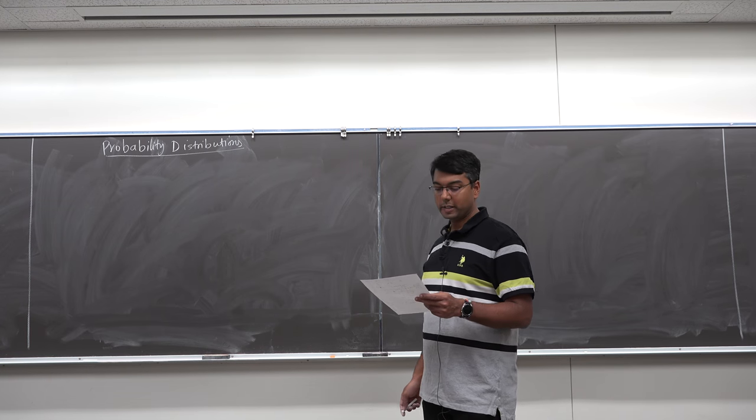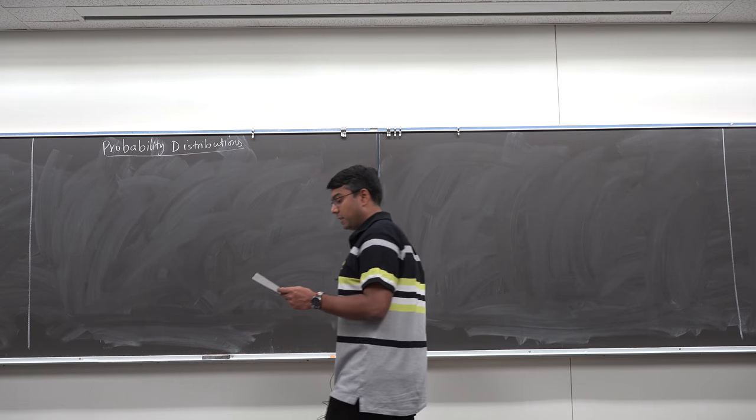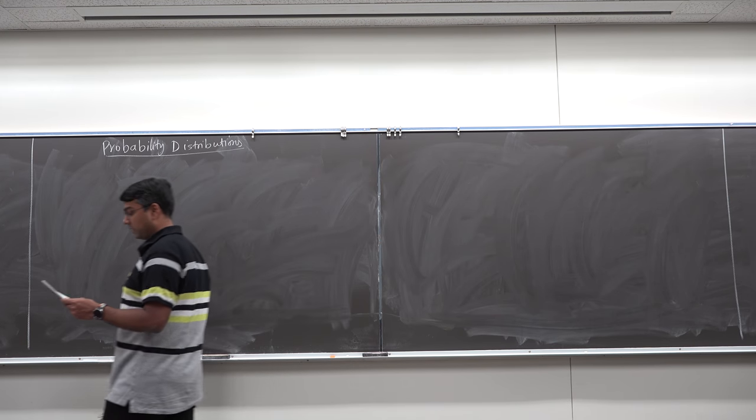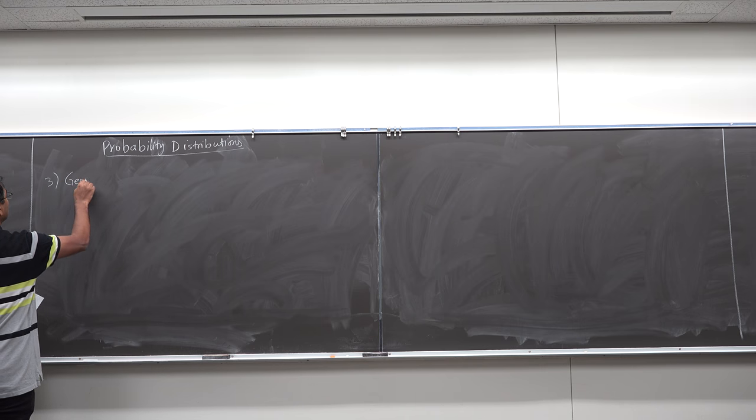But for those of you, especially in the online section, if you haven't taken a course in probability, I'm assuming some of the stuff you are seeing here is new. So we talked about Bernoulli and binomial distribution in the previous class. Let's talk about the third distribution, which is geometric.